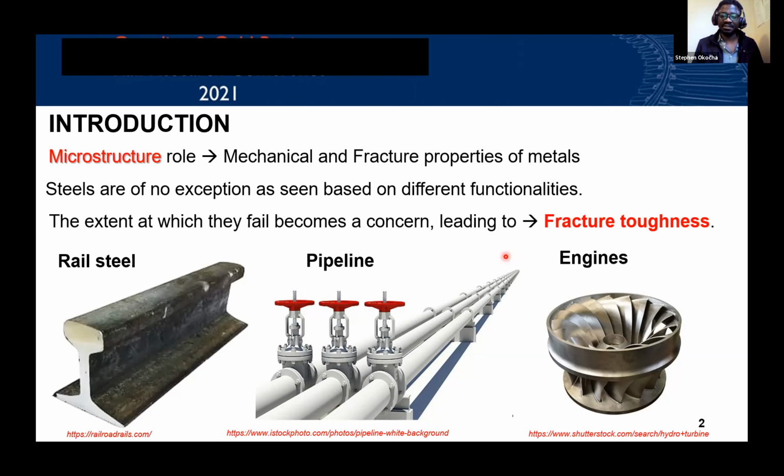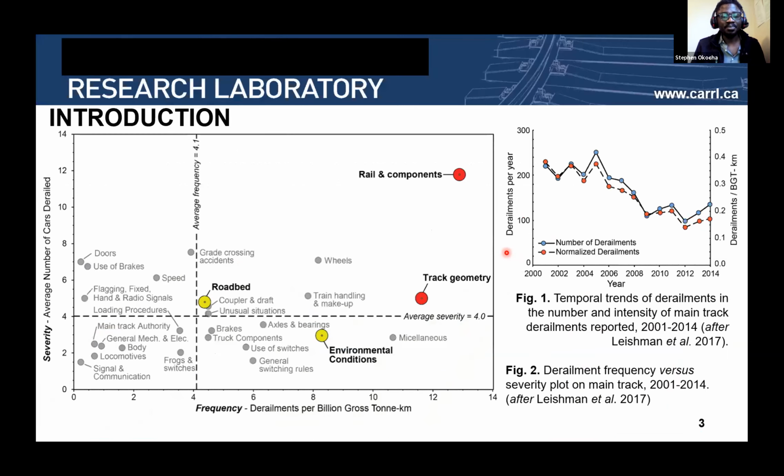Just to give you a very simple definition of what fracture toughness is, it is the energy required to initiate or to propagate a crack that exists in a structure. In the rail industry, we can just say it is the load carrying capacity that the rail can handle before it fractures.